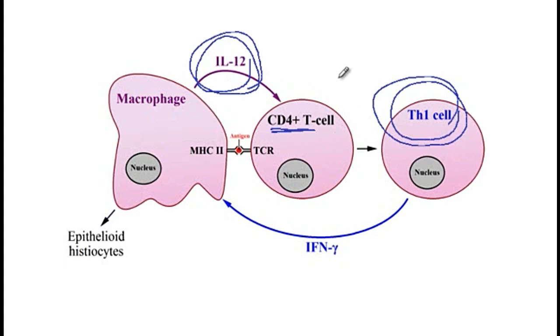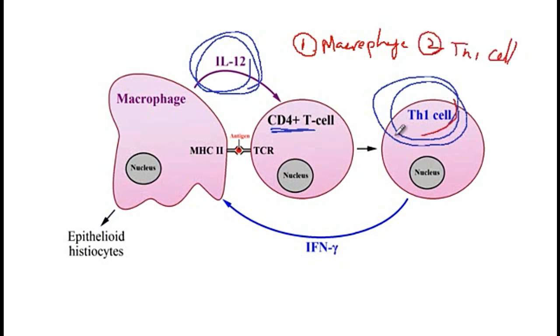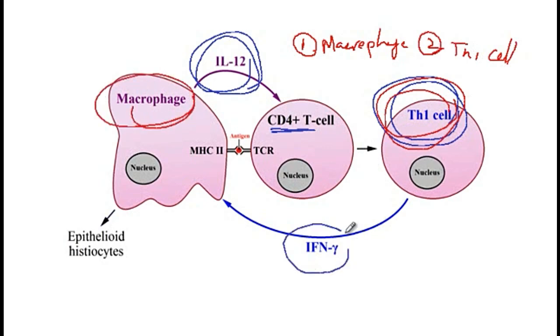Again, as a reminder, there are two cells that are required for the formation of granuloma. One is macrophages, and two is Th1 cell. So keep that in mind, Th1 cell and macrophages. And then once Th1 cells are differentiated, they will produce interferon gamma that would induce the macrophages to form epithelioid histiocytes, and that's an important hallmark of the granulomas.